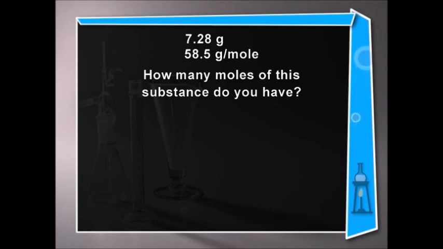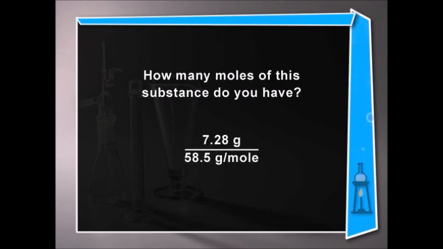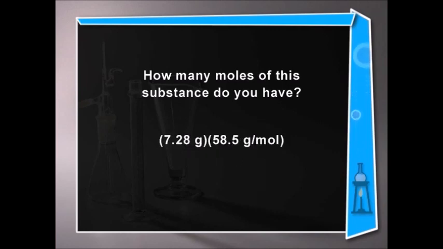The correct way to work this particular problem, not that we have to understand this right now, is to take the 7.28 grams and then divide it by the 58.5 grams per mole. But a lot of students won't do that. They will take the 58.5 and divide it by the 7.28. Or they'll take the two numbers and they'll multiply them.